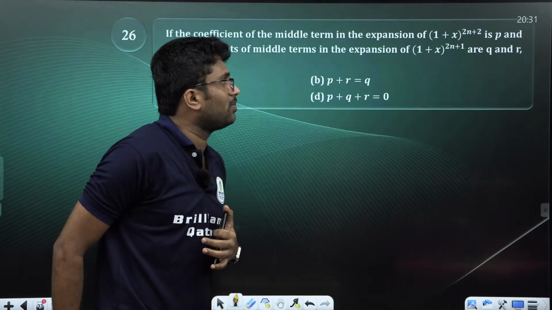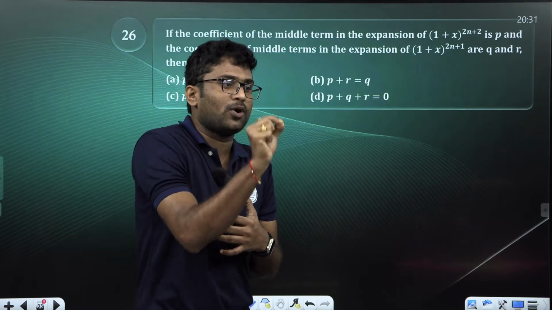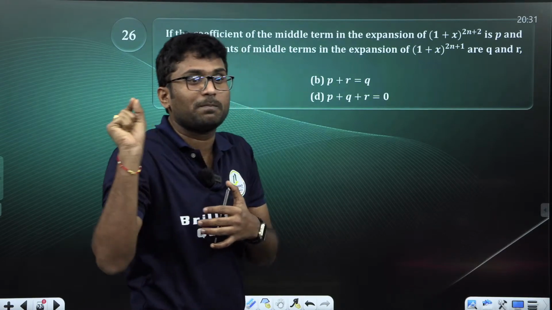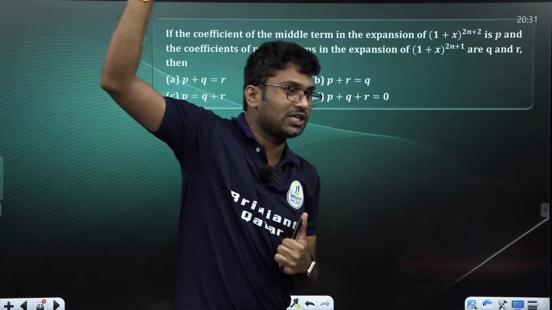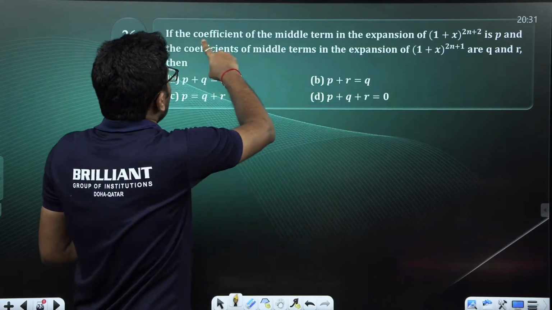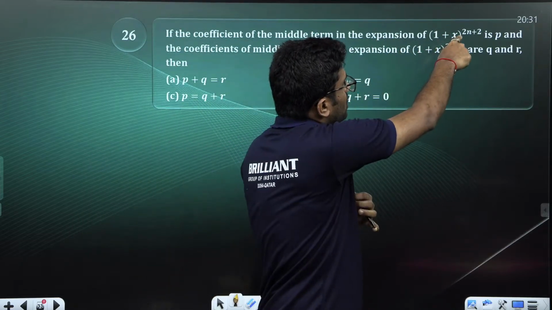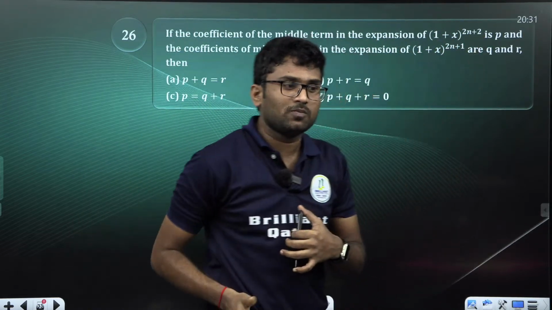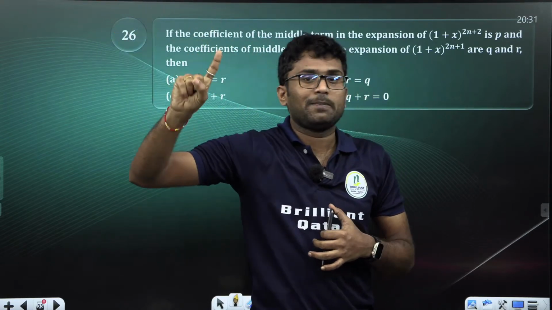If the coefficient of the middle term, in today's session itself I have given, if there is some particular important concept from basic things of binomial, it is middle term and coefficient based. Now coming to this, if the coefficient of the middle term in this expansion, first let's worry about this particular thing. Here what is 2n plus 2? Clearly 2n plus 2 is even. The index 2n plus 2 is even.